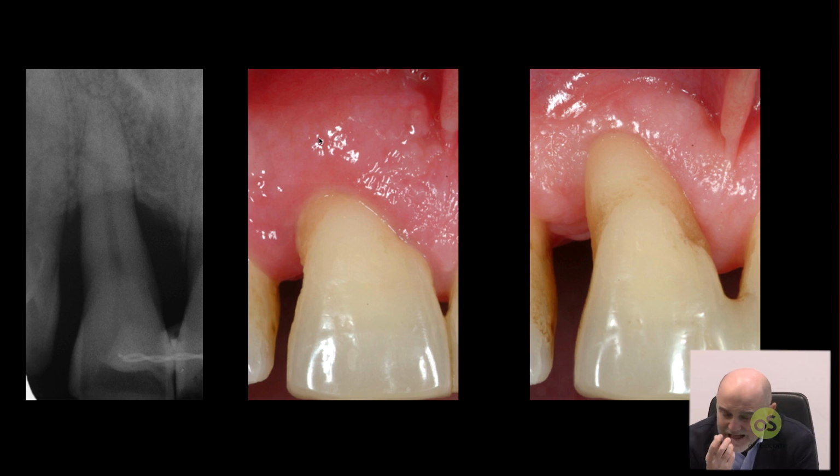The most important aspect that you have to evaluate between these two pictures is that despite there is an improvement in the color and texture due to the elimination of the inflammation, the whole amount of keratinized tissue which was present before, which was more than 5 millimeters, is now almost completely disappeared. We have less than 1 millimeter of keratinized tissue.